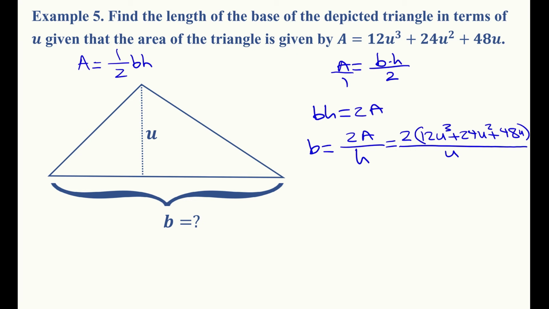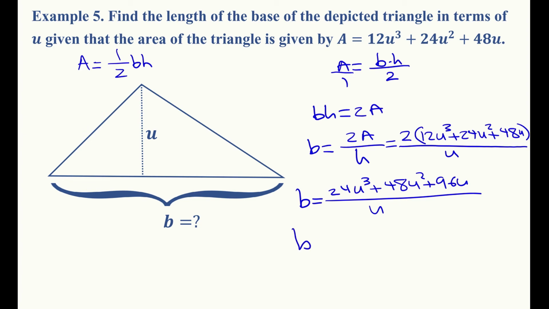So we're going to have to distribute that 2 up here, so into all those terms. So we get 24u cubed plus 48u squared plus 96u over u.